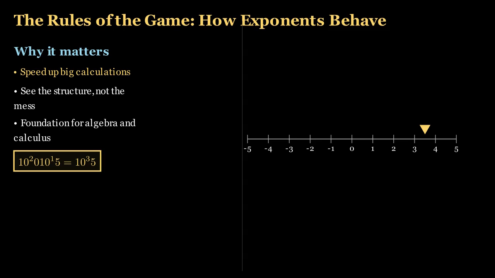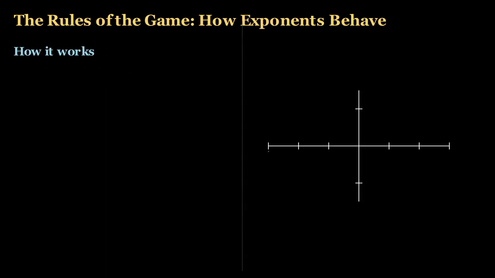For the first rule, take 2 to the power 3 times 2 to the power 2. 2 cubed is 2 times 2 times 2, and 2 squared is 2 times 2. If we multiply them, we just have a chain of 5 2's multiplied together. That's 2 to the power 5. So we added the exponents, 3 plus 2 equals 5.